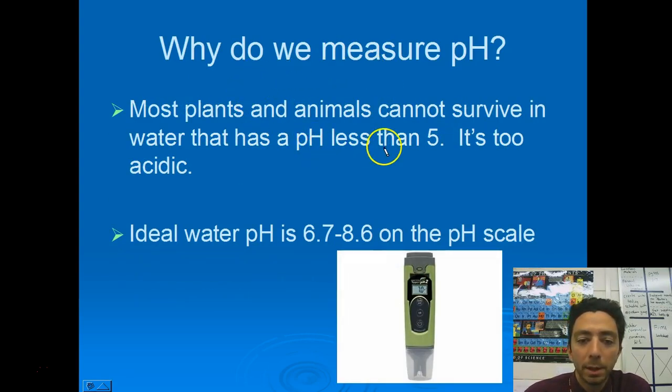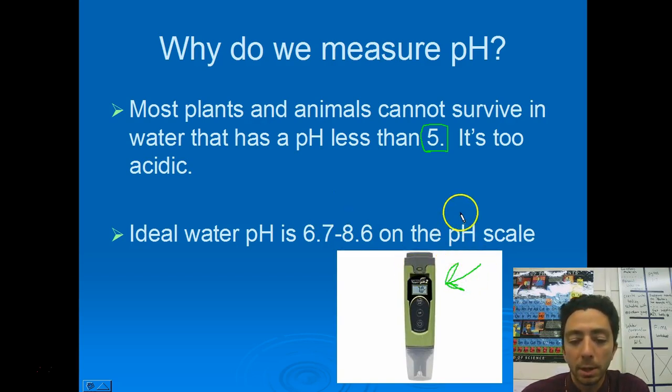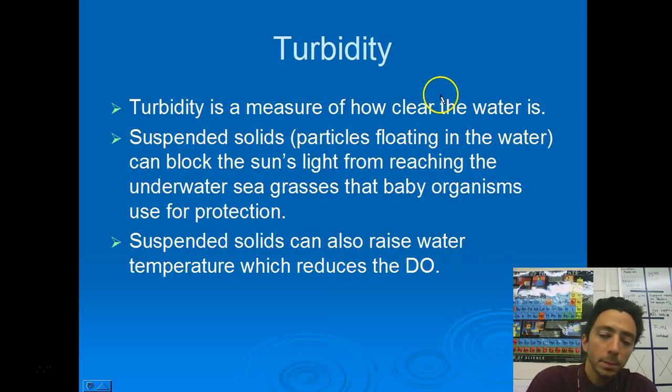Why do we measure it? It's an important factor here. Biologically, the proteins and other molecules can denature if the pH is wrong, and if it's less than a 5, nothing's going to survive. Here's your ideal. We can use one of these to measure it. I have a digital pH meter, and it's as simple as uncapping it, sticking that end in the water sample, and taking a reading off of it. Litmus paper would work too.